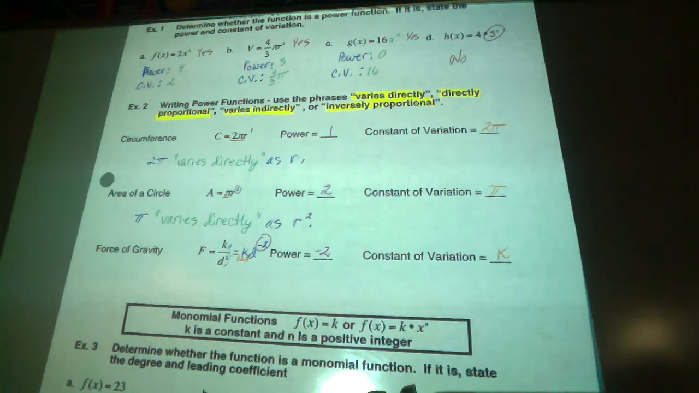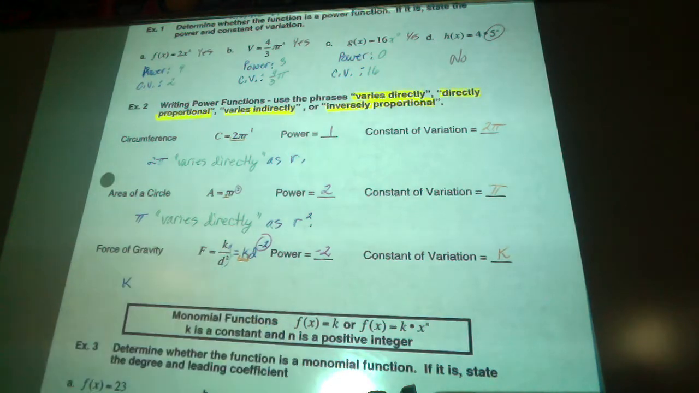So how are we going to write this one using terminology here? K.